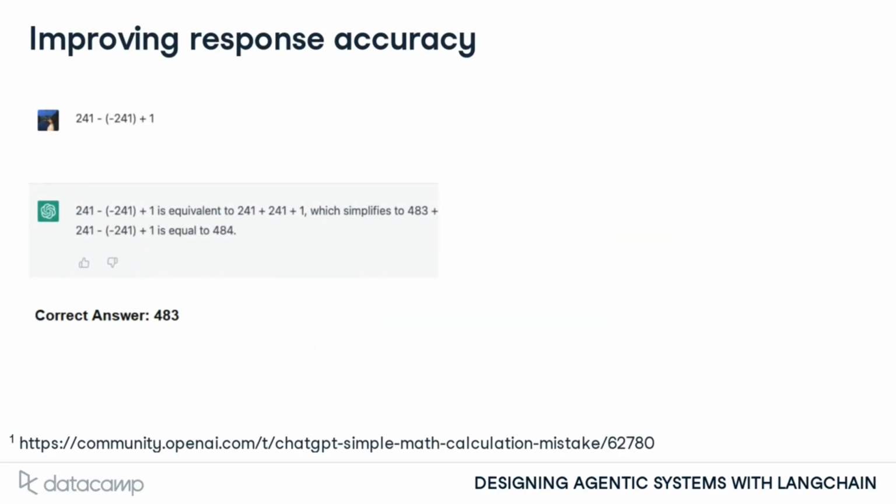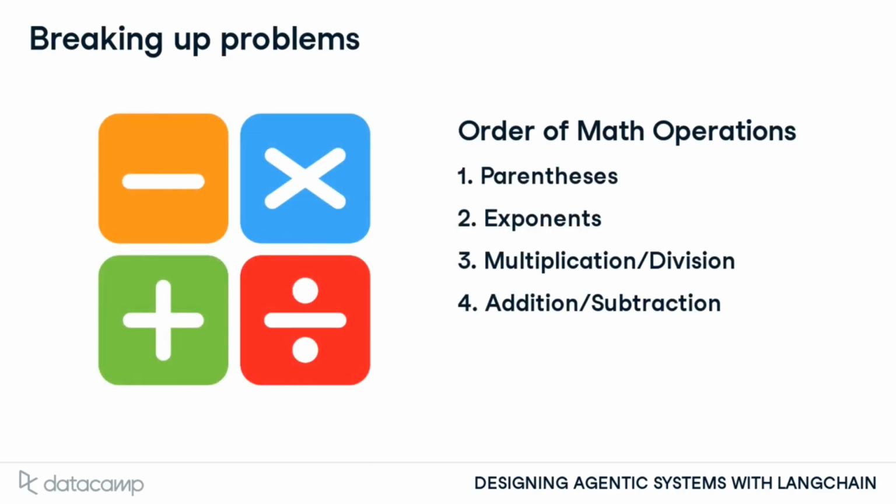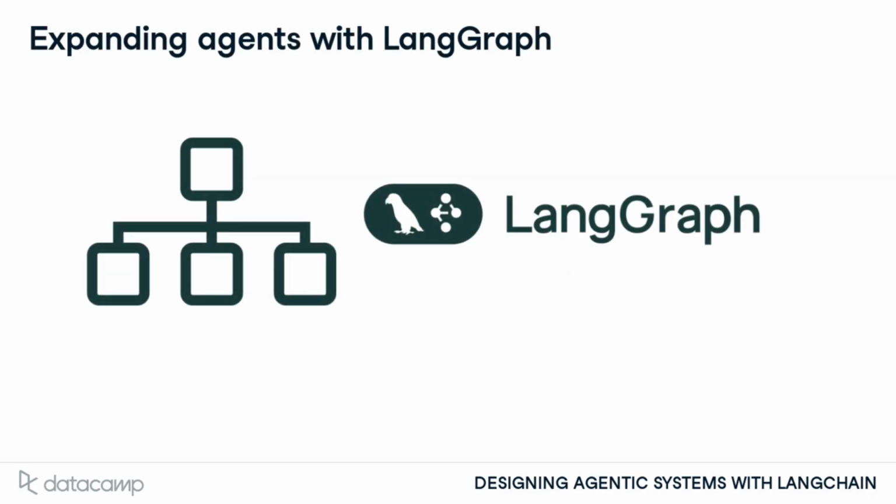Combining tools with agents can also improve accuracy in domains like coding and math. Here, we see an earlier version of ChatGPT having trouble with the order of operations. LangChain uses specific tools to break problems into smaller steps, reducing errors. For example, we can use a tool to handle the order of operations in math. LangGraph can enhance tool use even further by structuring tasks in workflows called graphs.